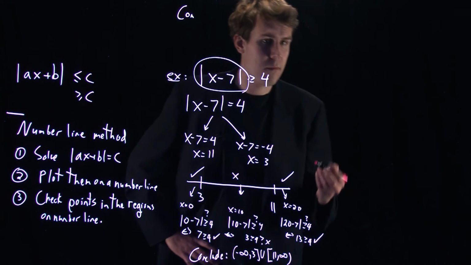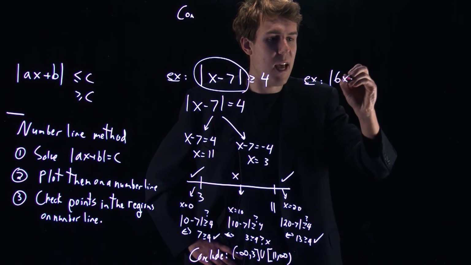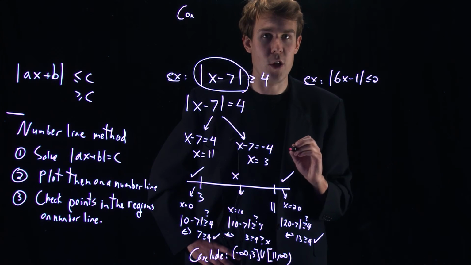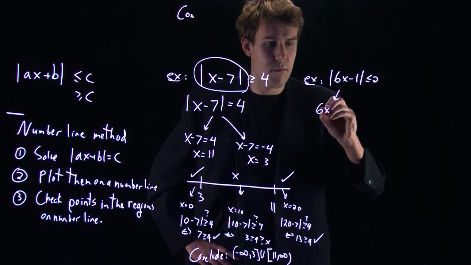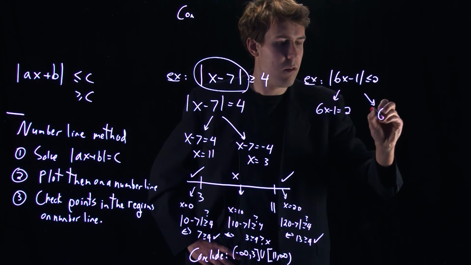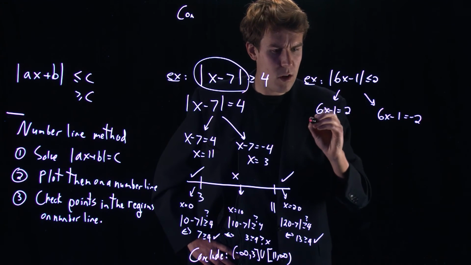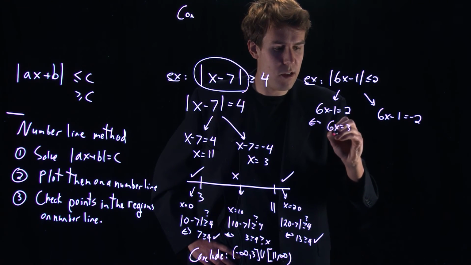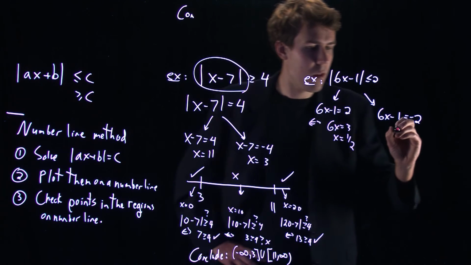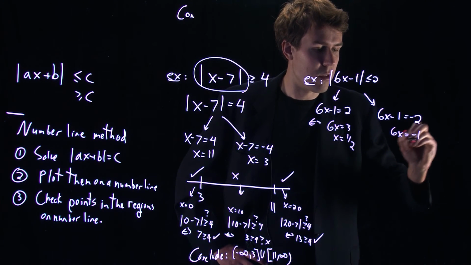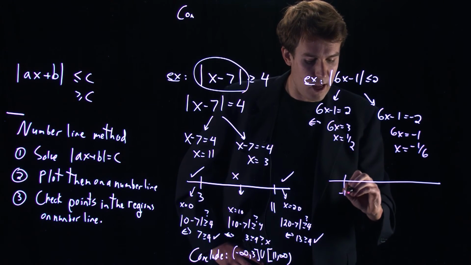Let's look at another one. Let's look at absolute value of 6x minus 1 is less than or equal to 2. We'll play the same game. I'll start by solving the equation. I solve these separately. This tells me that 6x is 3, so x should be 1/2. Here this tells me that 6x should be equal to minus 1, so x is equal to minus 1/6. So my number line looks like this.